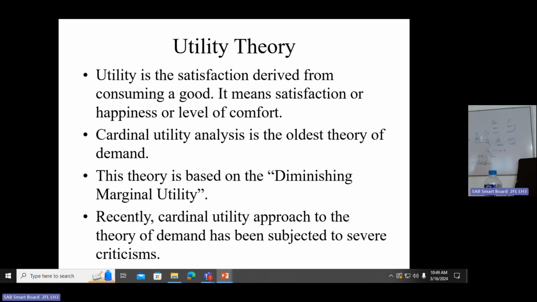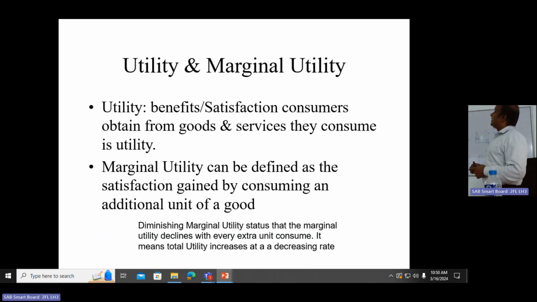Now, this cardinal utility has some criticisms. Practically, for example, the measurability of utility and other assumptions are criticized by economists. Therefore, an alternative approach was developed later on, like indifference curve analysis. Now, the utility and the marginal utility.